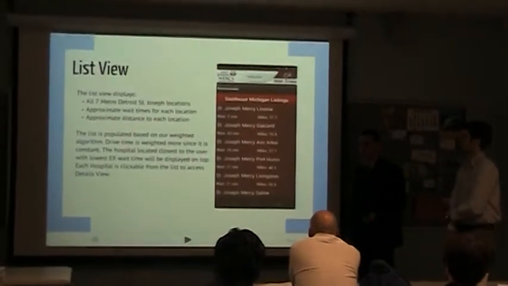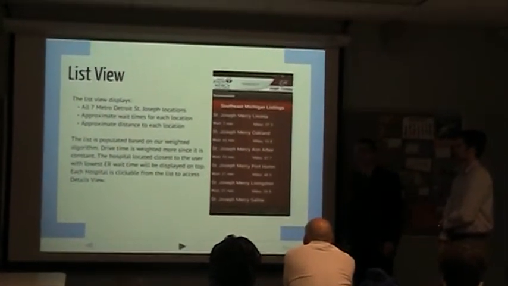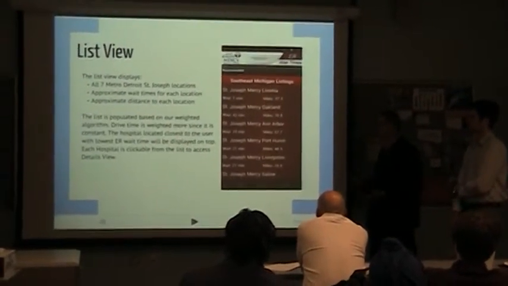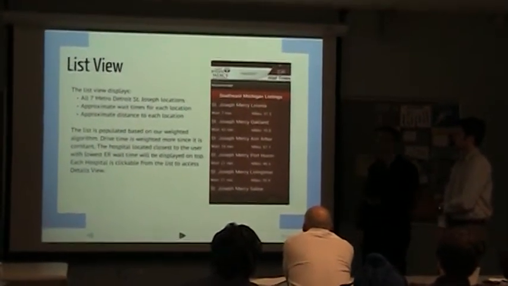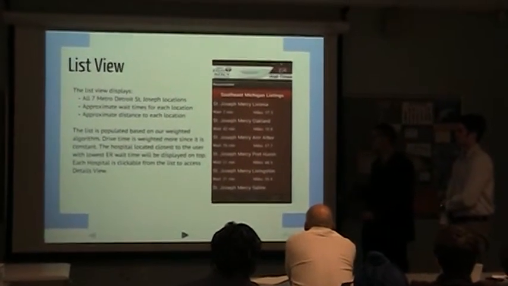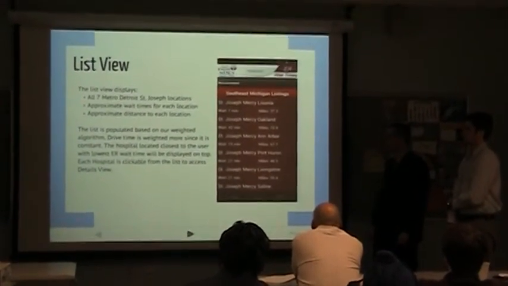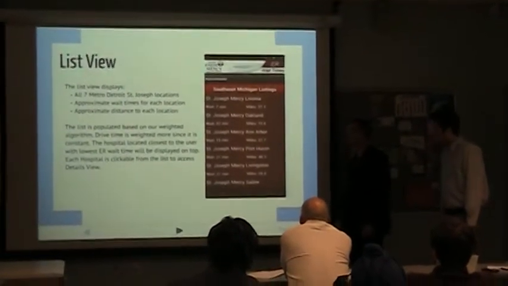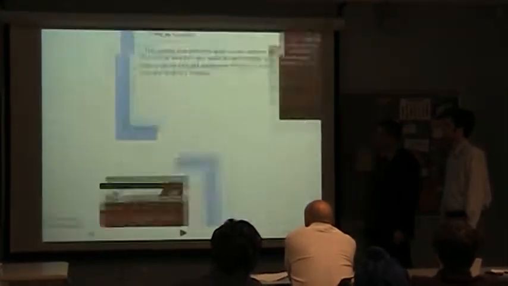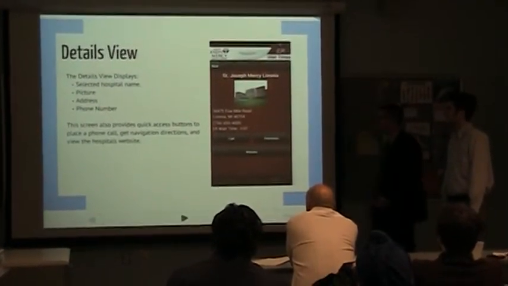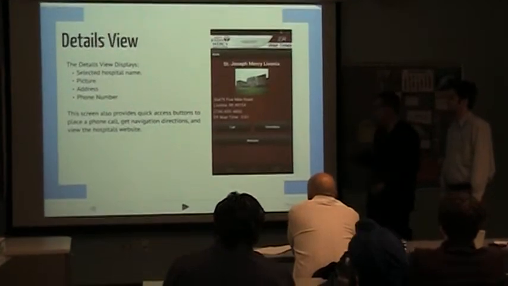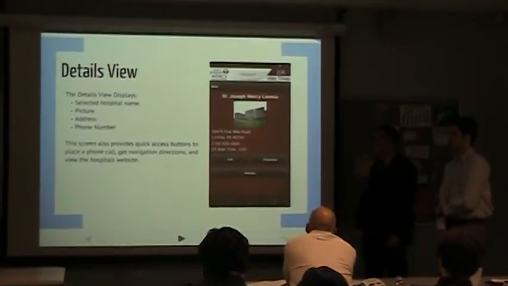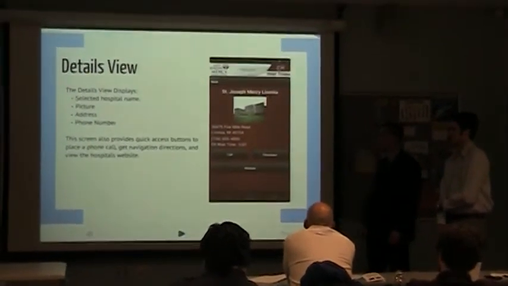And this, like you said, is a list of all 7 Metro Detroit St. Joseph's Mercy locations within the network. And it's ranked according to the efficiency rating. So the better hospitals will be at the top, and further down you get less recommended. Then if you click on one of these hospitals, it takes you to the details screen. It's similar to the first one. It shows a thumbnail of the hospital, same big buttons right in the middle, call, directions, website, and then it gives you their address and phone number and the expected emergency room wait time.